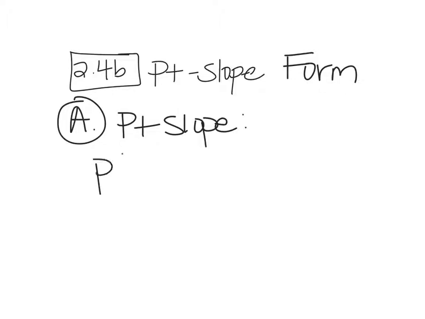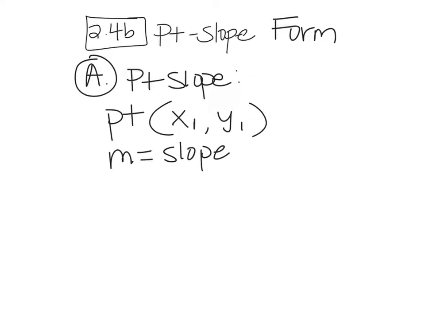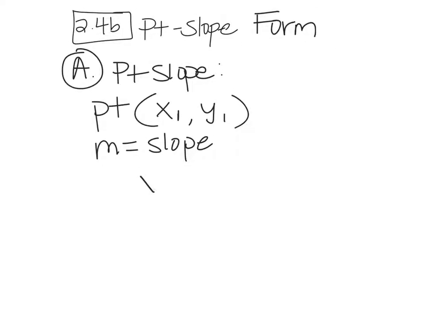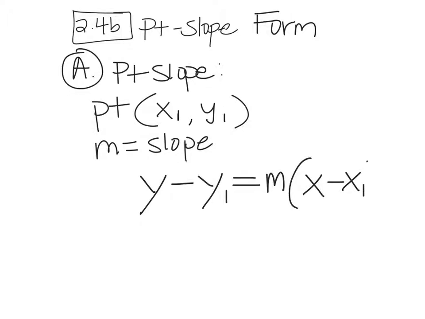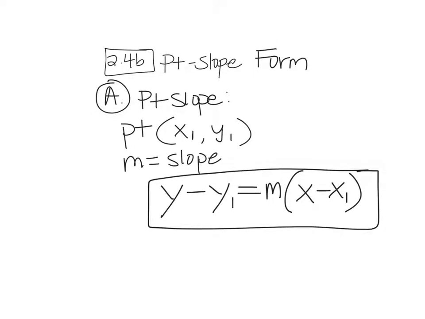Let's say that we have a specific point on the line, x1, y1, and m is still the slope. So point slope form looks like this: y minus y1 equals m, parentheses, x minus x1. And that's it. It looks like a big mess. It might look a little more complicated than the other ones, but it's actually a really good form.